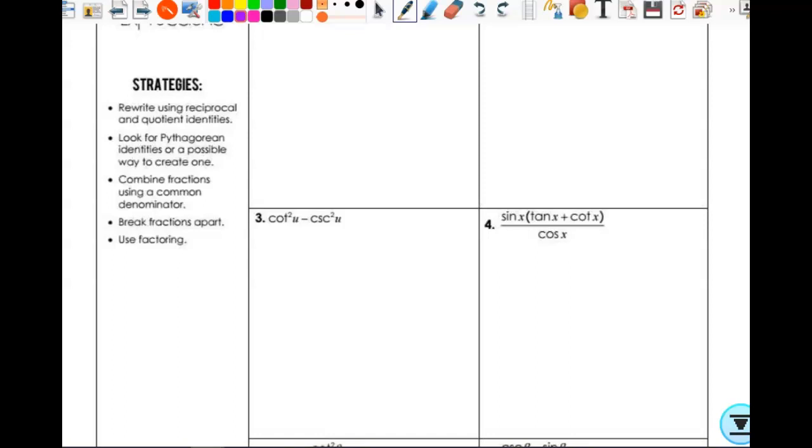Look for Pythagorean identities. If you have something squared in there, you should be thinking, I might be using that. It doesn't always guarantee it, but then we're going to look at the Pythagorean identities to use those. Combine fractions using a common denominator, okay? And then break fractions apart.